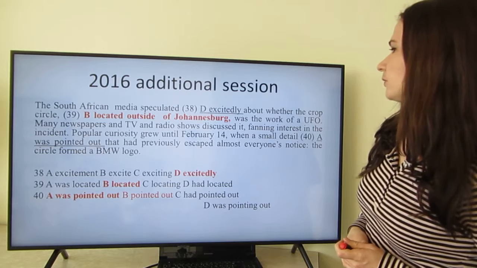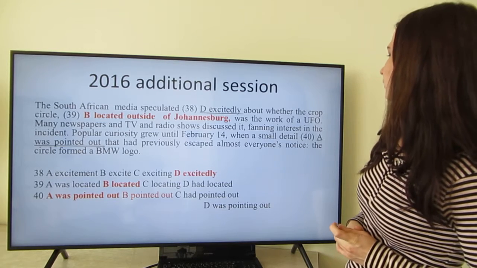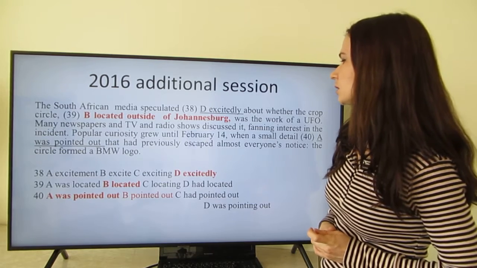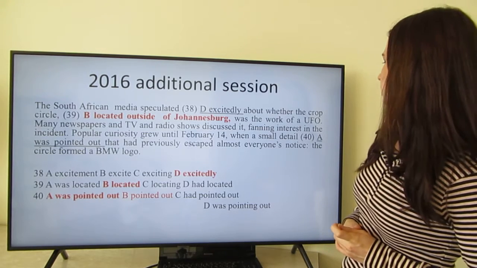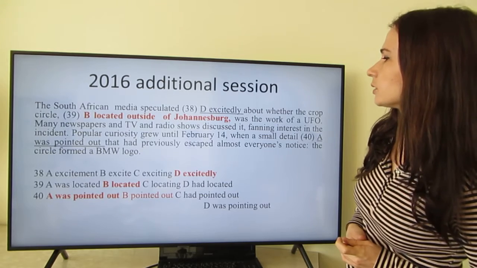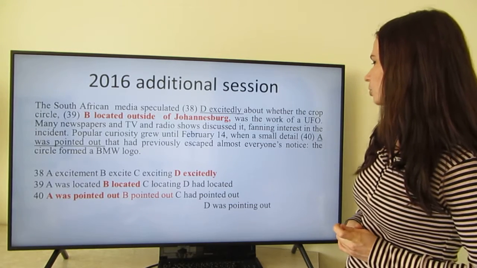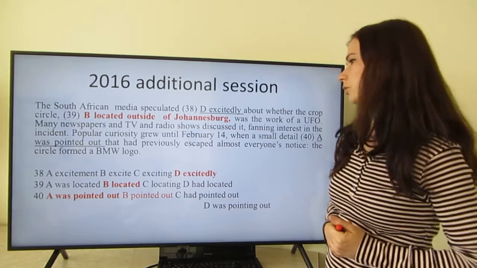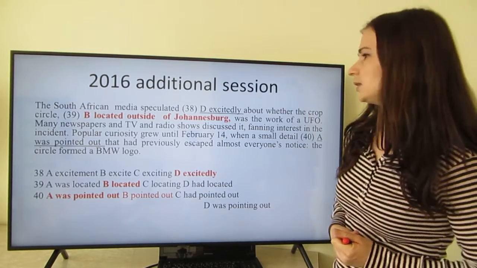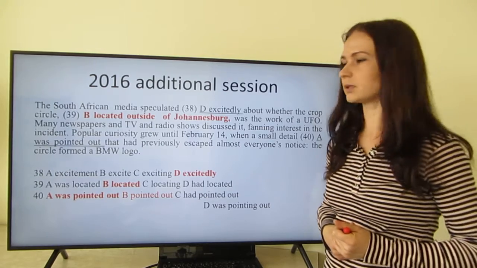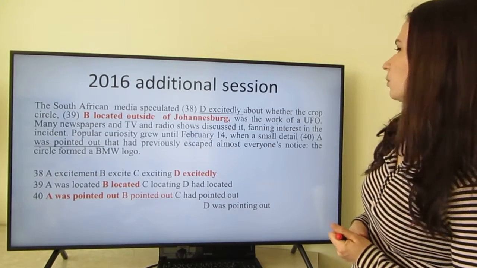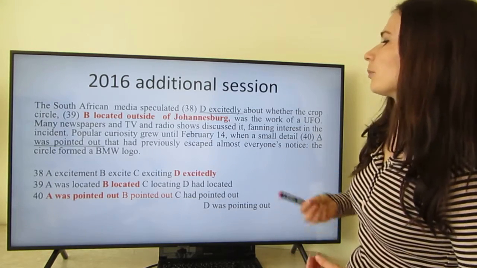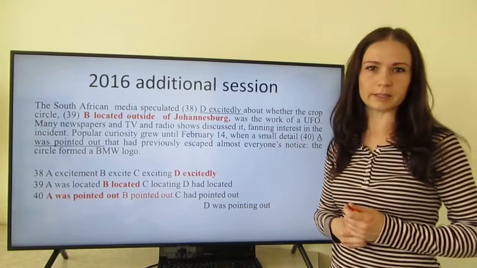Many newspapers and TV and radio shows discussed it, fanning interest in the incident. Popular curiosity grew until February the 14th, when a small detail was pointed out that had previously escaped almost everyone's notice. The circle formed a BMW logo. Gap 40, it's passive in the past simple, because some people, maybe scientists or researchers, pointed out a detail. The action is passive.